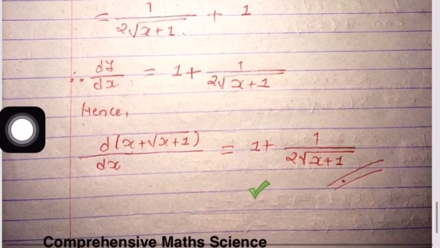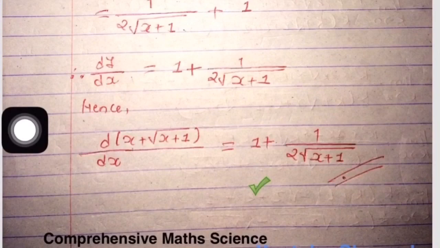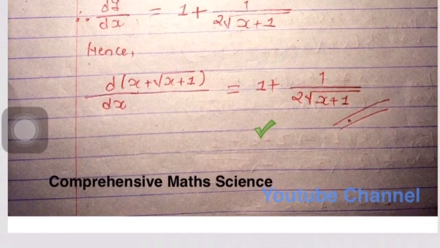So this is how you can find the derivative of x + √(x + 1) with respect to x from the first principle, or you can say from the definition of derivative.